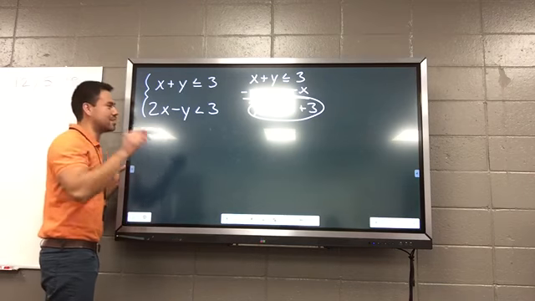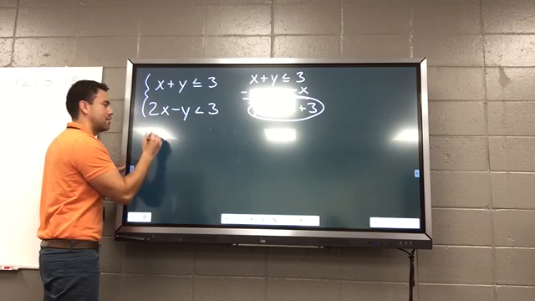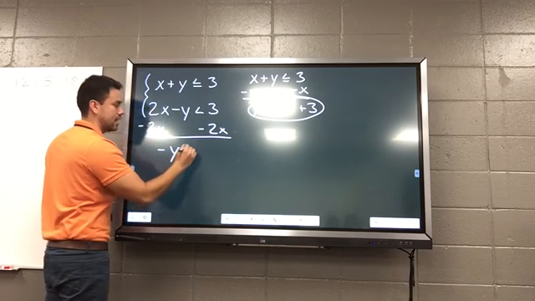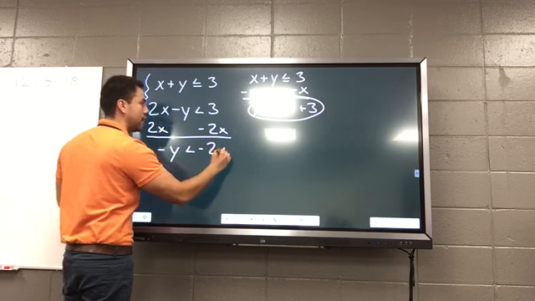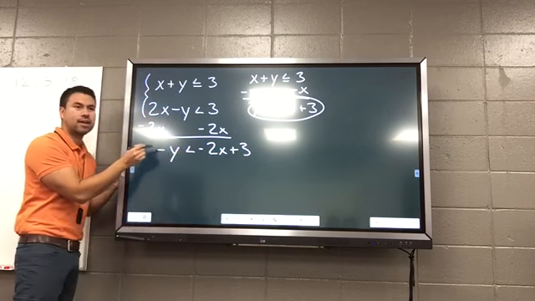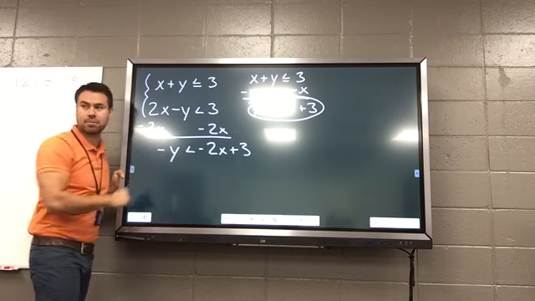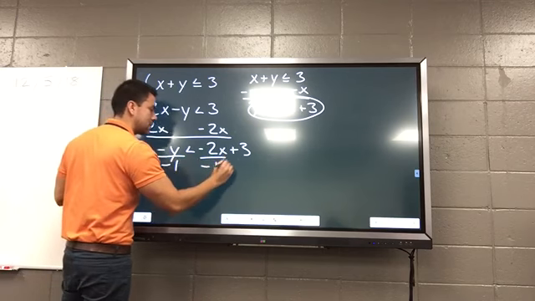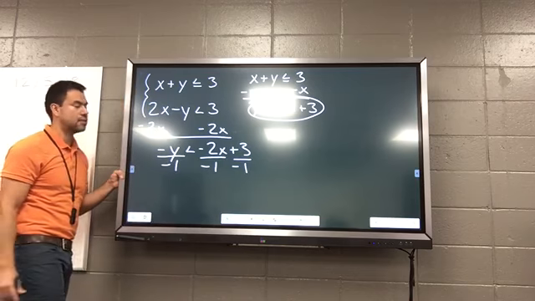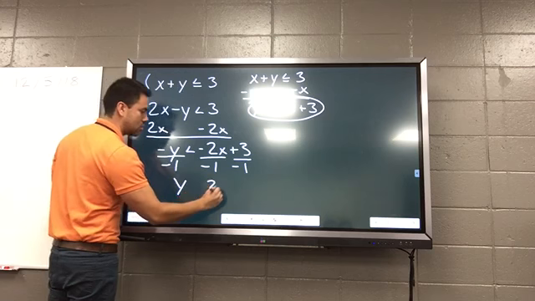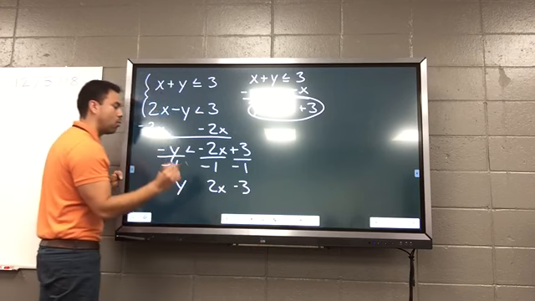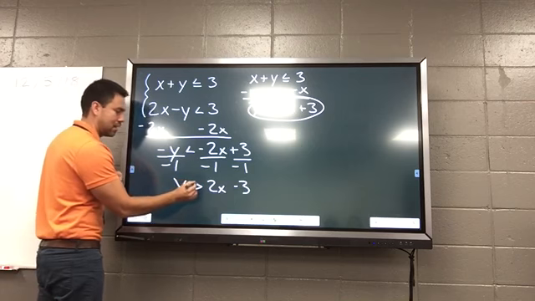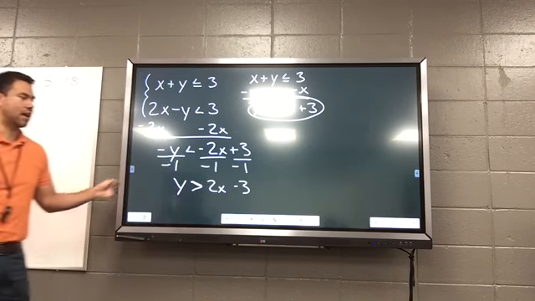Okay, Alyssa, how do I solve for the bottom y? You subtract 2x. Okay, first I'll subtract 2x from both sides. Negative y is less than negative 2x plus 3. Do I want negative y? No, I want positive y. So how do I get it to be positive y? Did I divide both sides by a negative? Yes. So I get y, and I get 2x, and I get negative 3. But what happened to that less than symbol? It became greater than. It must become greater than because of that dividing or multiplying by a negative.